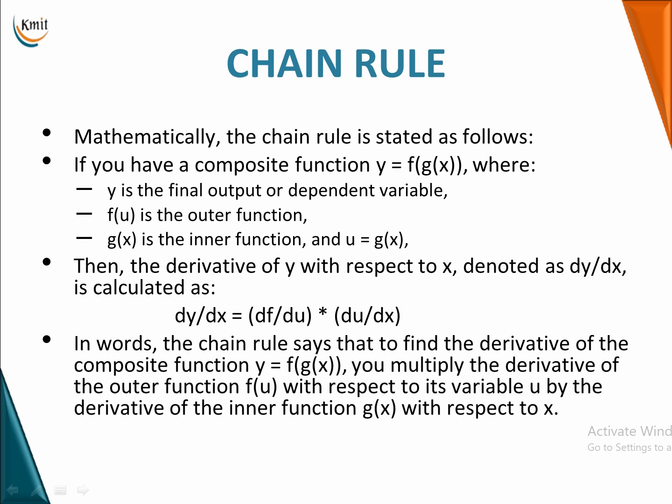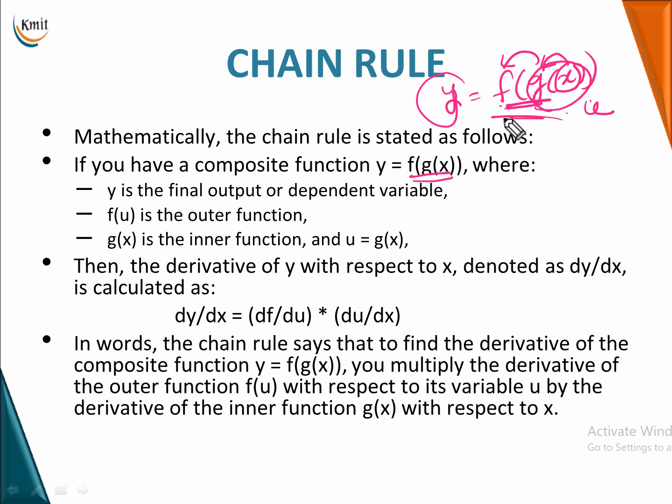If I put it down mathematically, the chain rule is as simple as that. You can see it is a nesting of functions. You have a function y that is dependent on two more functions. You have an input on which you calculate a function, which is again nested in another function: f of g of x. y is your final output, or the dependent variable. If I consider g of x as u, then f of u is your outer function and g of x is your inner function.